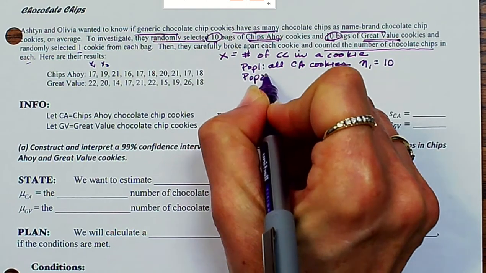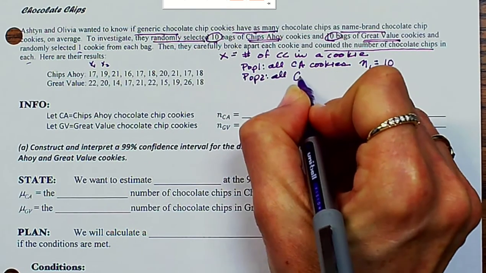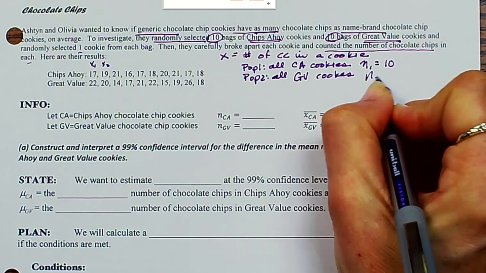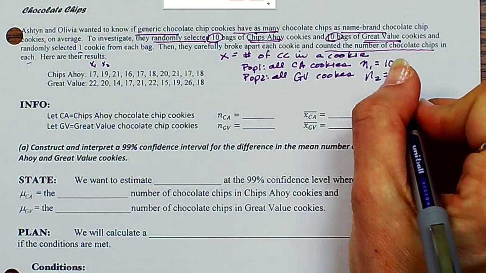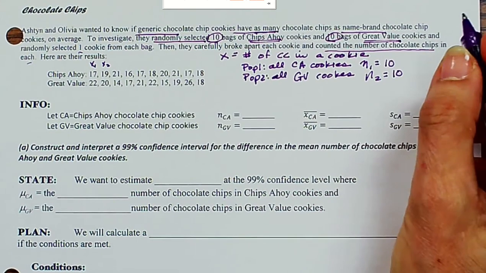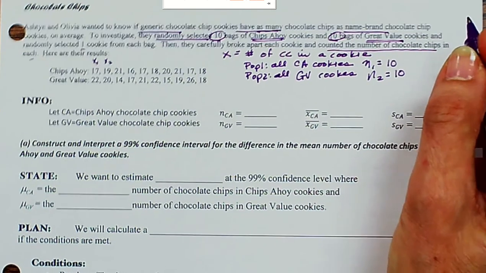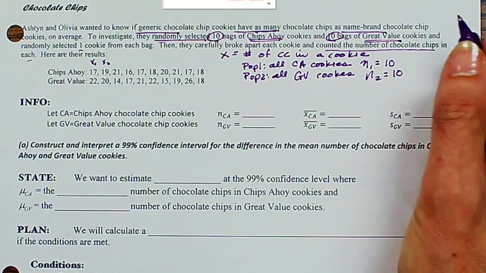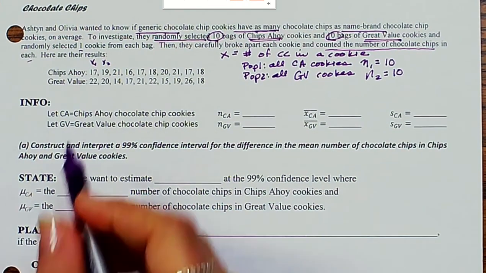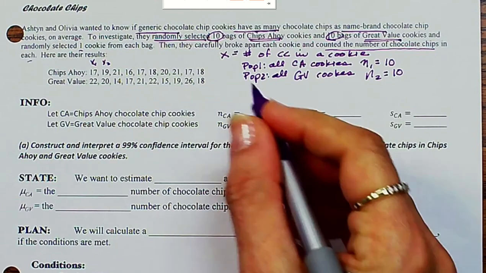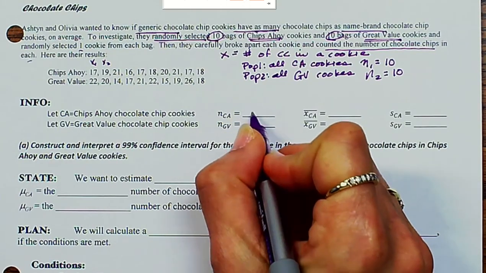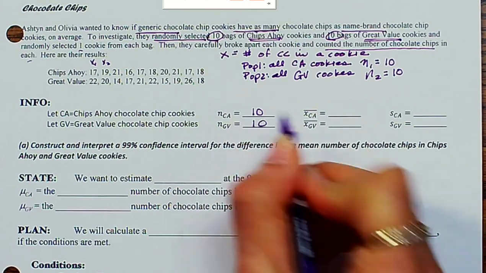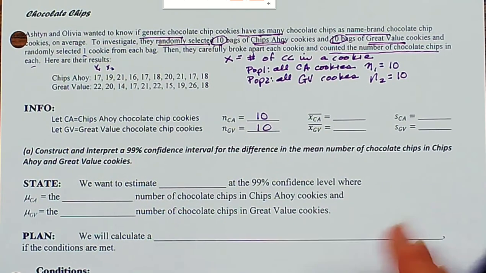Population 2 is all Great Value chocolate chip cookies. And from that, we also have a sample of 10 bags. We took a cookie from each and counted the number of chocolate chips. So we're going to let CA be Chips Ahoy chocolate cookies. n is 10. And for Great Value, n is also 10. And we would like to know the mean and standard deviation.